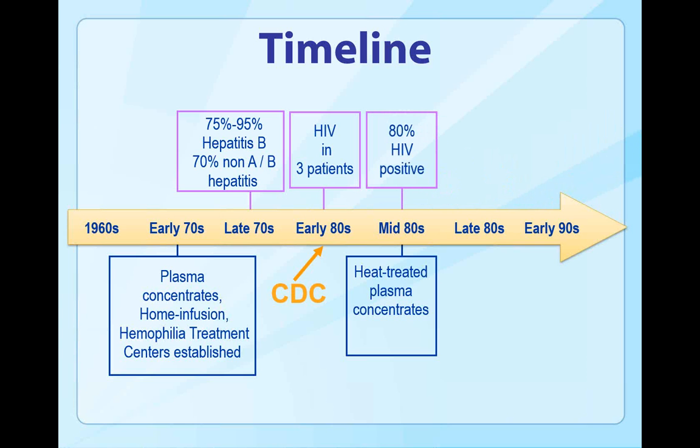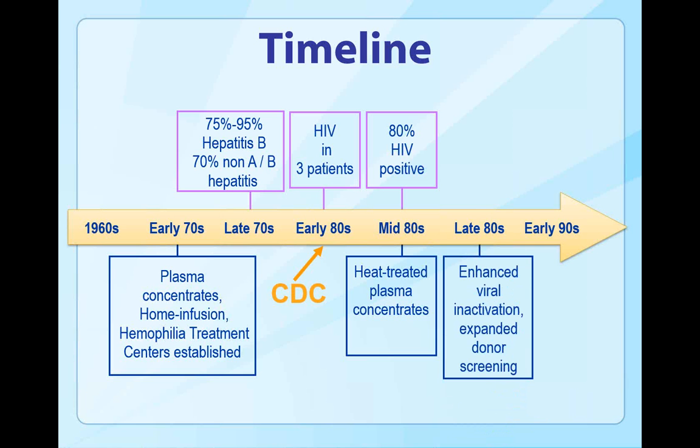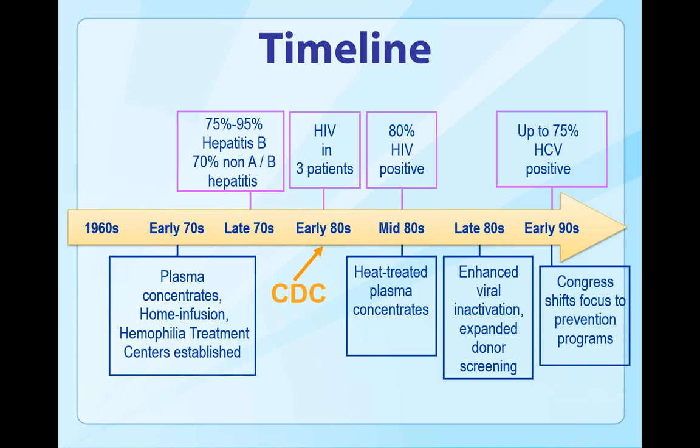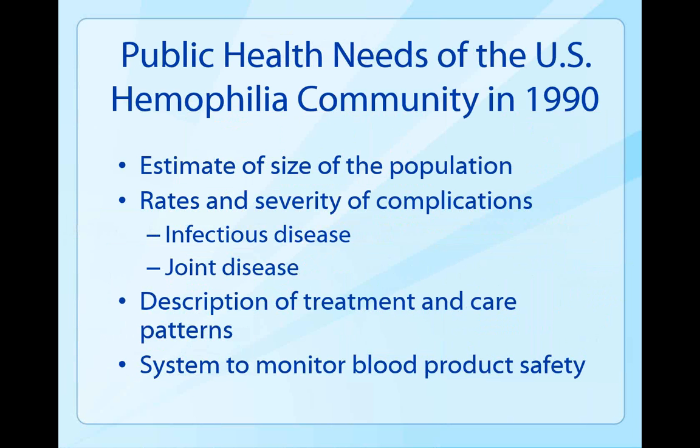Unfortunately, because of the long incubation period for HIV infection, by that time a large proportion of the hemophilia population had already been infected, and there was continued work on enhanced viral inactivation procedures, primarily for the hepatitis virus. But again, by the time these processes were developed, nearly 75% or so of the population was infected with hepatitis C. So Congress shifted the focus of the activities in this area to prevention programs, and this is where we were in the early 1990s with the public health needs of the hemophilia community.